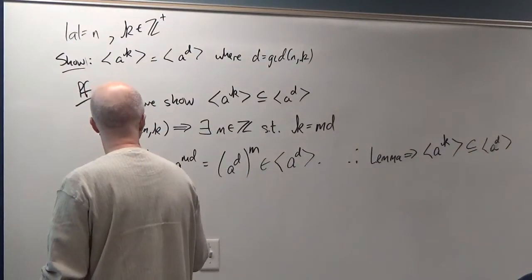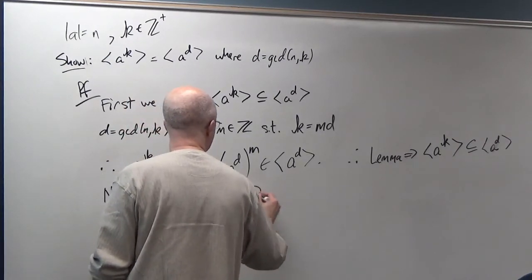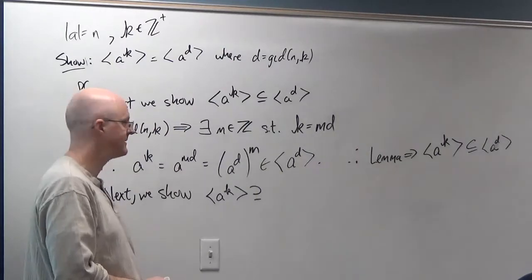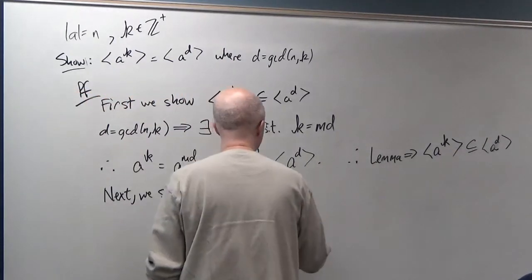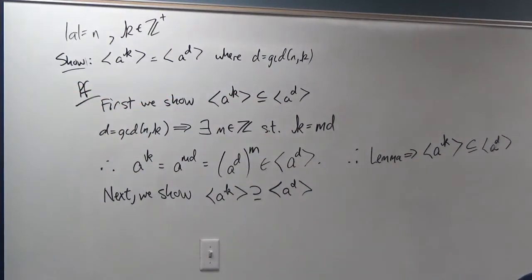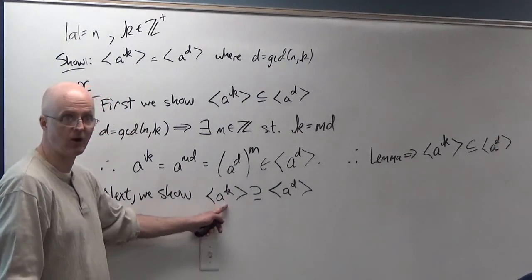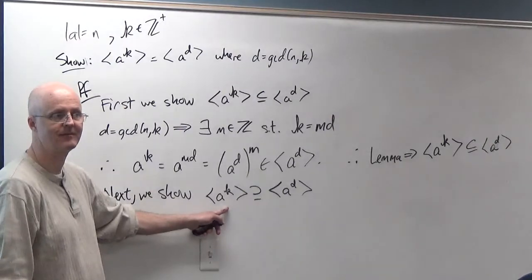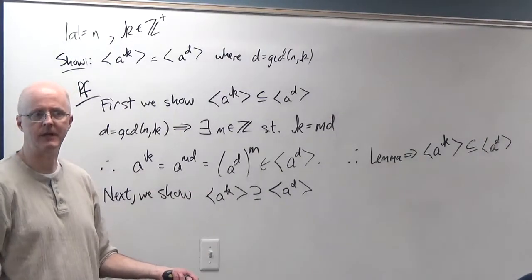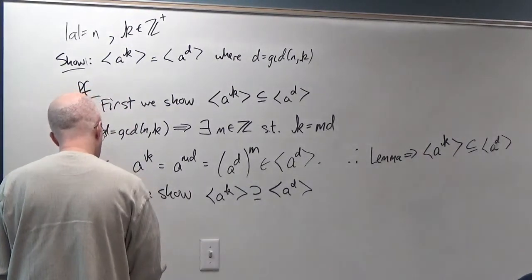Next, we show the other inclusion. You can write it backwards, subset. Symbols like that if you like. You already have, but it's okay. We once again want to use the lemma to show this. What we really need to do is we need to show that A to the d is a power of A to the k. It's in here. And for that, you need the GCD as the linear combination theorem. GCD is linear combo theorem.